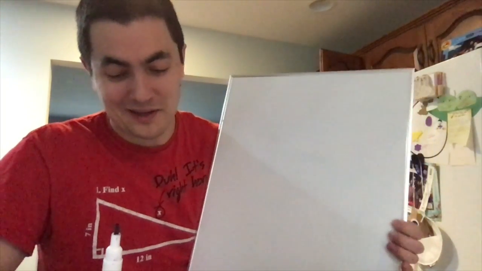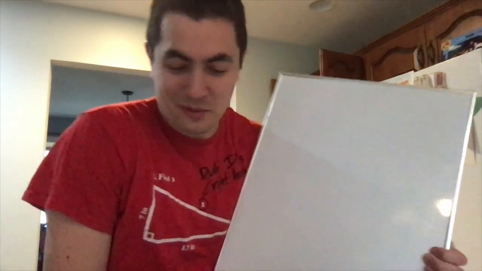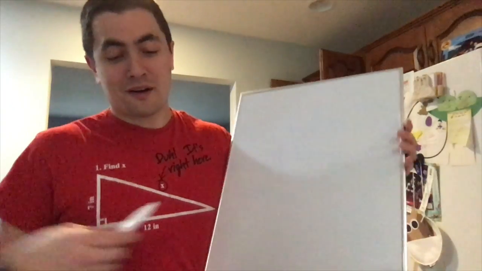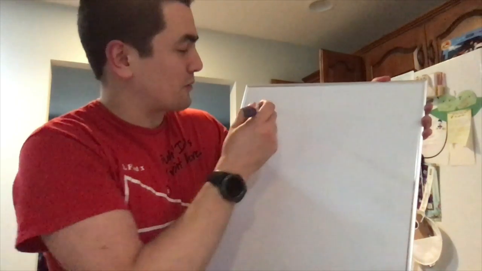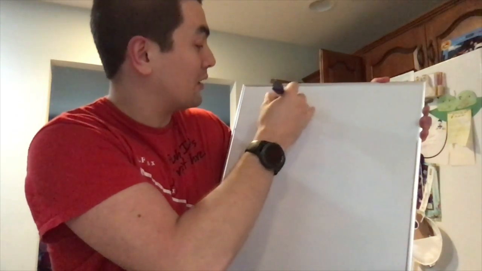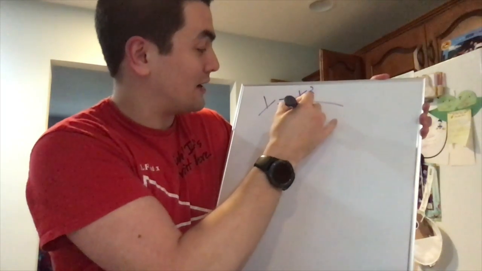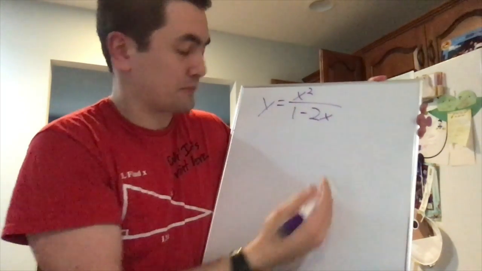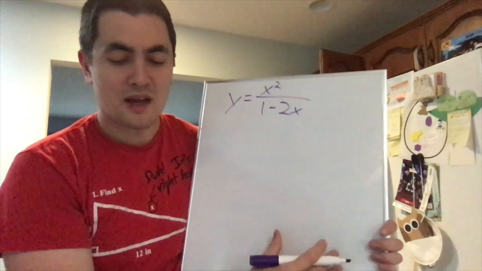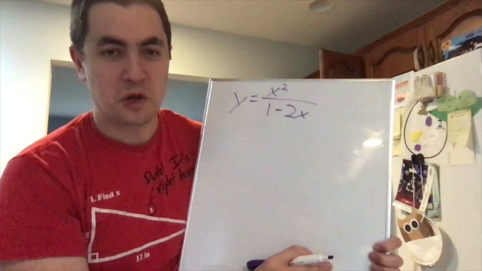That's going to be interesting. Let's see what we can do with that one. All right, so a curve has this cool equation right here. I've got y is equal to x squared over 1 minus 2x. Write down the equation of the vertical asymptote of the curve.